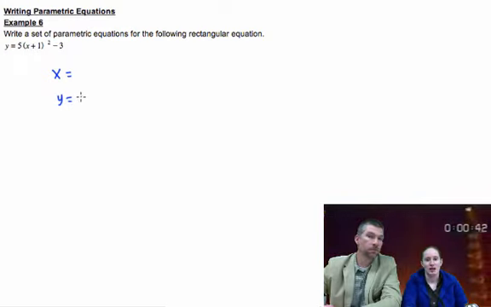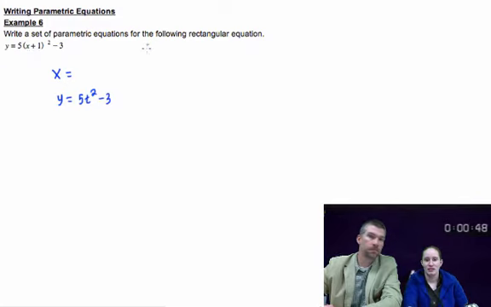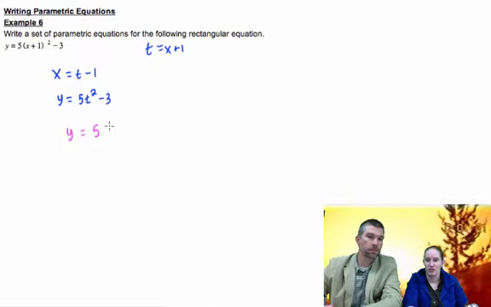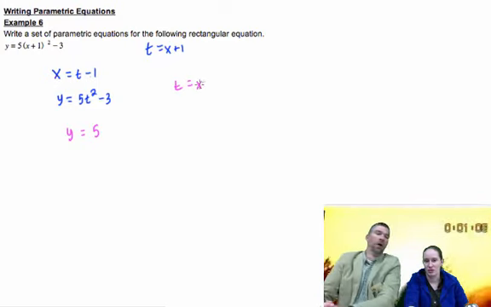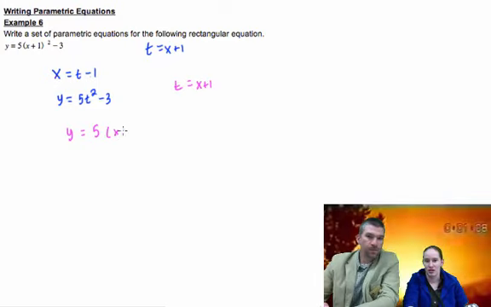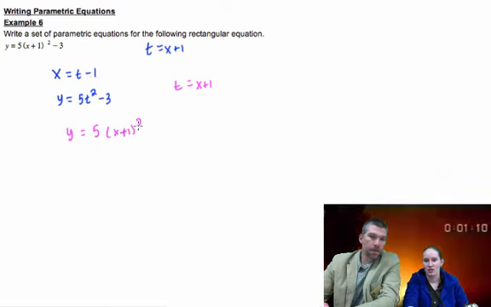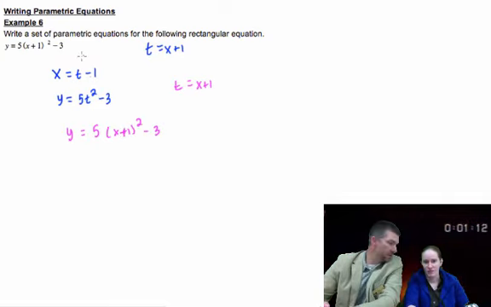So that means I would have 5t squared minus 3 for my y equation. Right. Well, if I let t equal x plus 1 and I solve it for x, that gives me t minus 1. Hey, looky there. Now let's check it and make sure it works. So y equals 5... Well, we'd solve this first, so t equals x plus 1. Right. That's what we're plugging in here. Oh, look. Hey, that worked. That is an amazing set there.